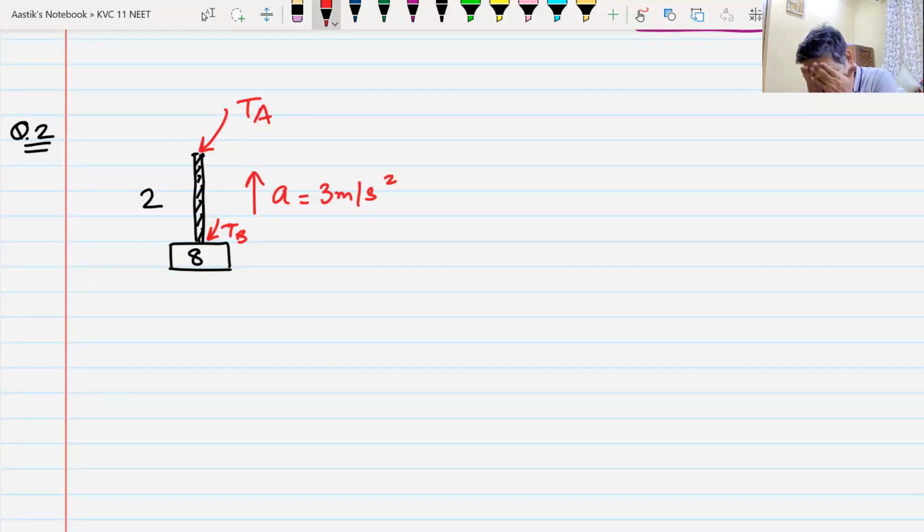There is a rope of mass 2 kg and a block of mass 8 kg. The system is moved up with an acceleration of 3 meter per second square. You need to tell me the tension at the highest point, and the force at the lowest point of the string. You will get 2 minutes to solve this. Please do it.